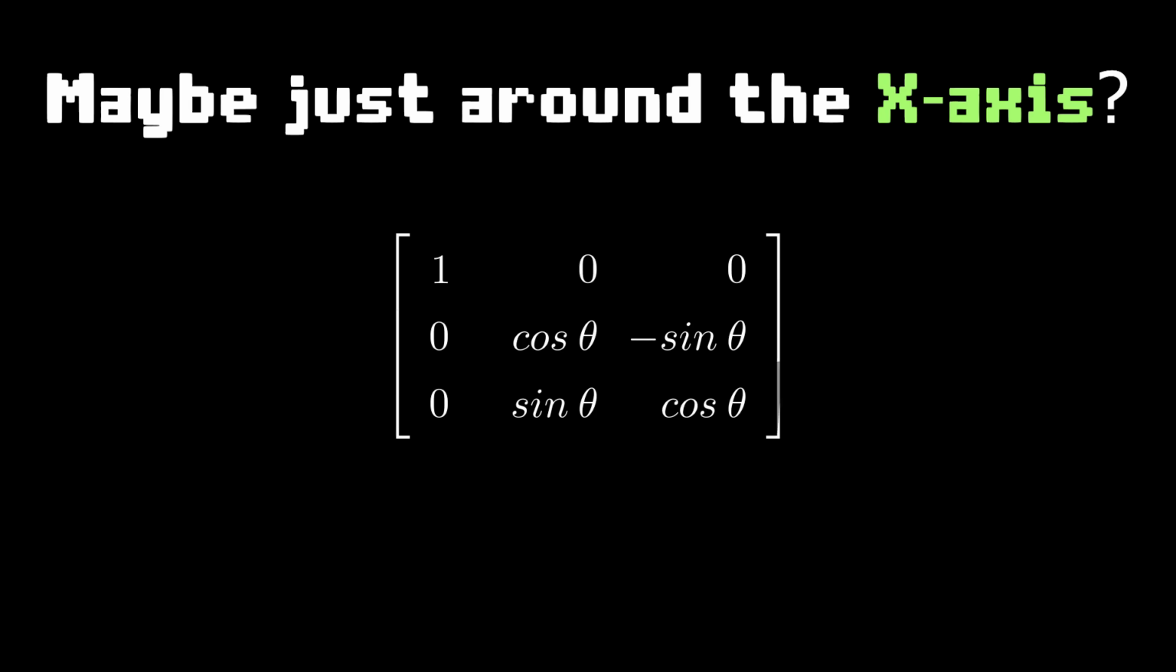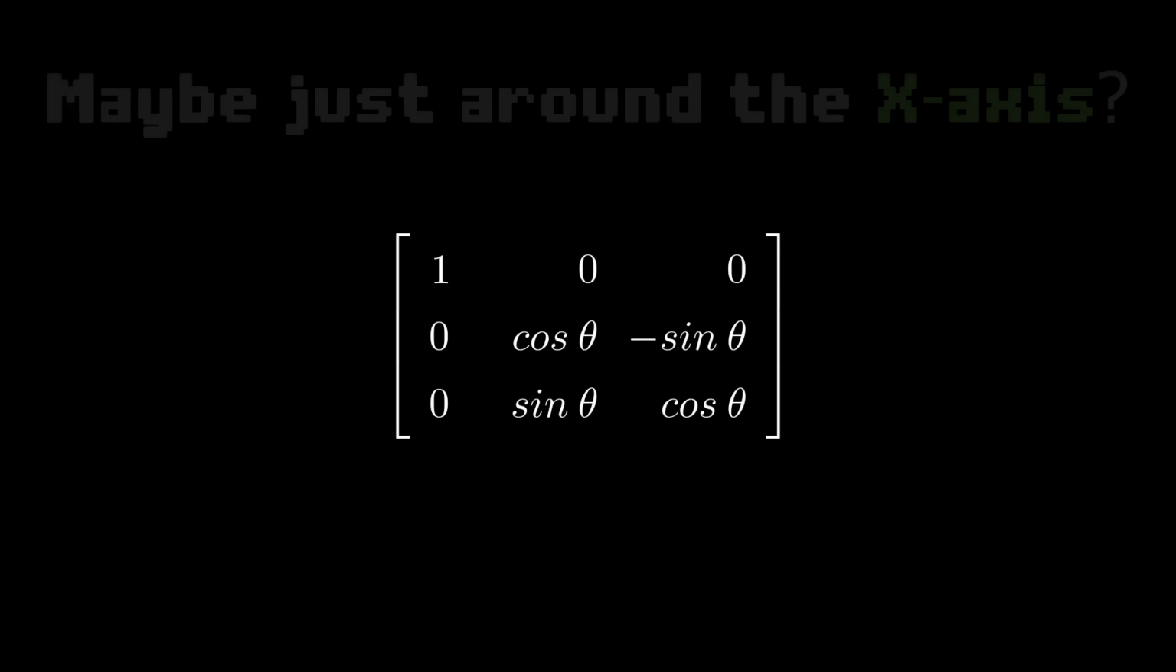Alright, so what if we just want to rotate around the x-axis only? In that case, this is the rotation matrix. Still kind of scary, but it's definitely a lot simpler. Another simple one is the rotation around the y-axis.